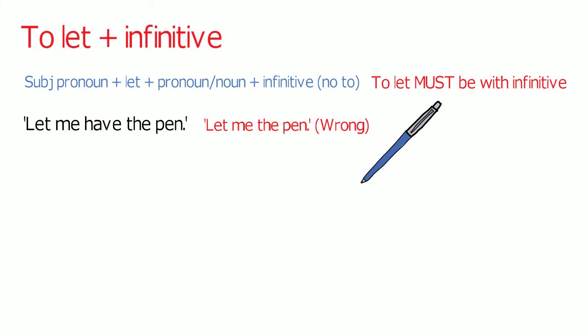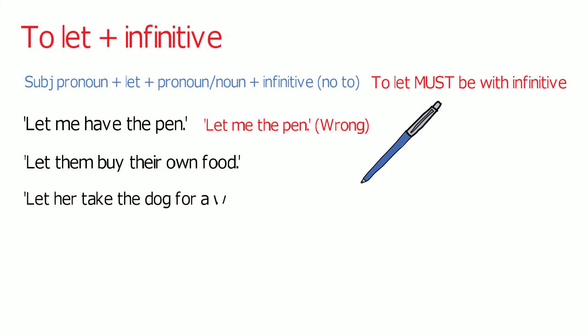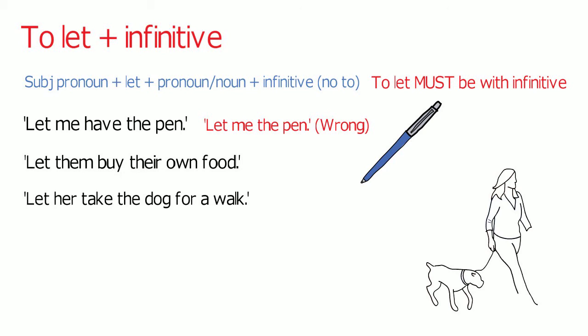Here are some more examples. Let them buy their own food, or let her take the dog for a walk. And so that's it. That's all you have to remember about to let. There must be another verb in infinitive after the pronoun or noun.